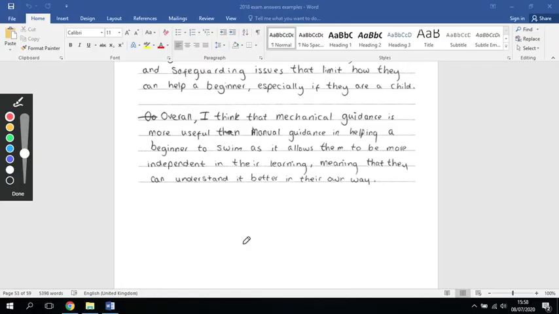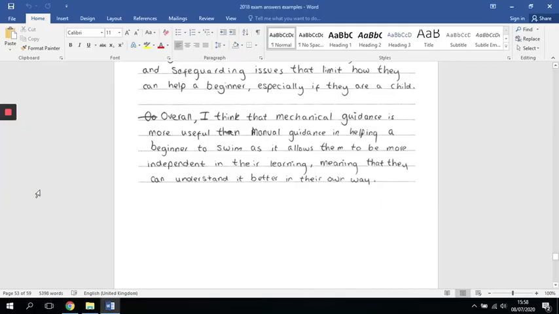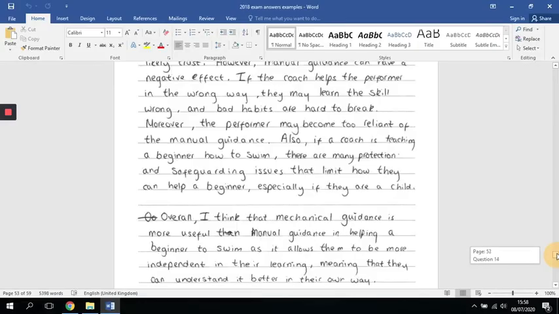It doesn't really add much value, but if you look here, there's a clear understanding and knowledge applied to the actual sport. And there's a good ability to evaluate the use of mechanical guidance for a beginner swimmer. It says here that I think the mechanical guidance is the most useful. So it goes into it straight away. And if you look at the terminology, it looks at independent for their learning, meaning they'll understand better and in their own way. So it gives a good rounded conclusion as to which one they prefer. Overall, like I said to you at the start, this is a 9 out of 9 mark.